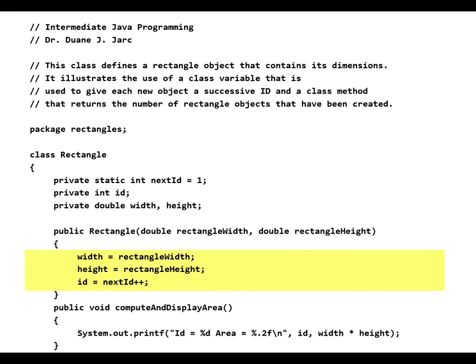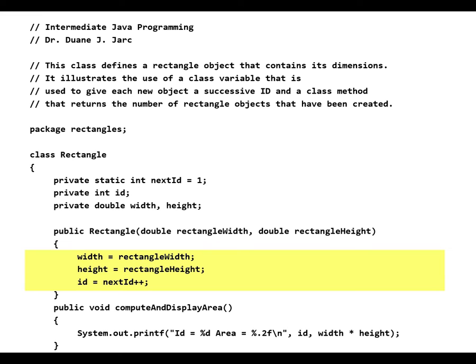Next, let's examine the constructor. The first two assignments are the customary assignments of parameters to instance variables to initialize the dimensions of the rectangle. The last assignment, however, is the one of greatest interest. The class variable nextID is assigned to the instance variable ID, and then nextID is incremented. This gives each new rectangle a unique ID.